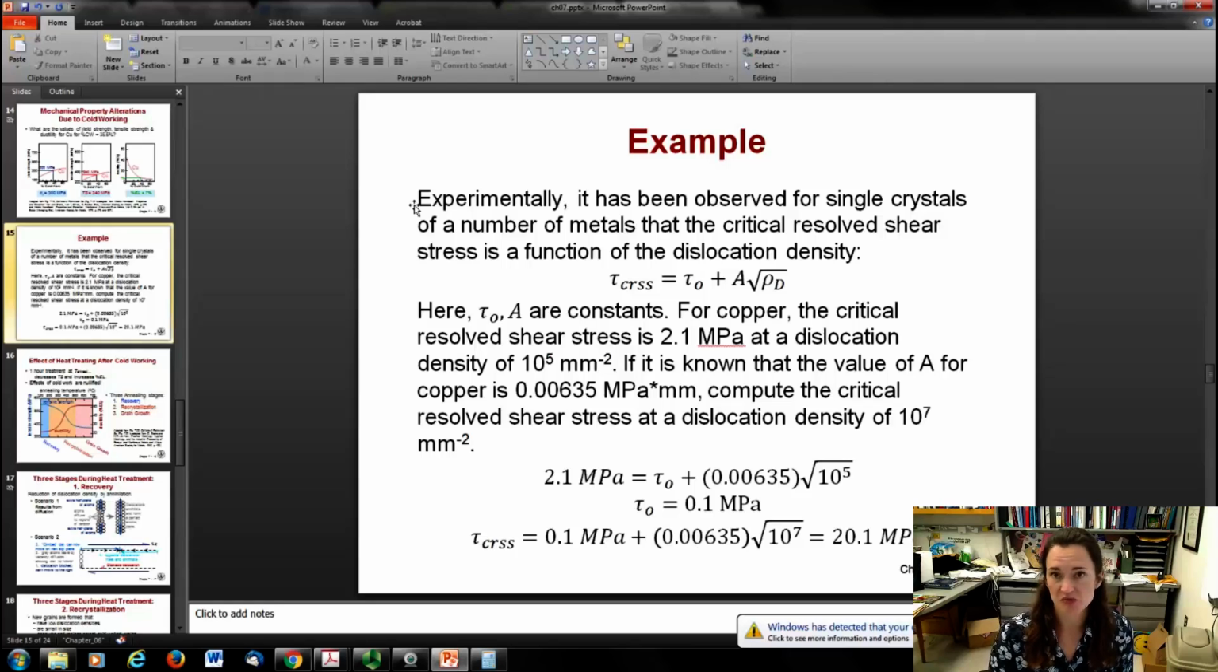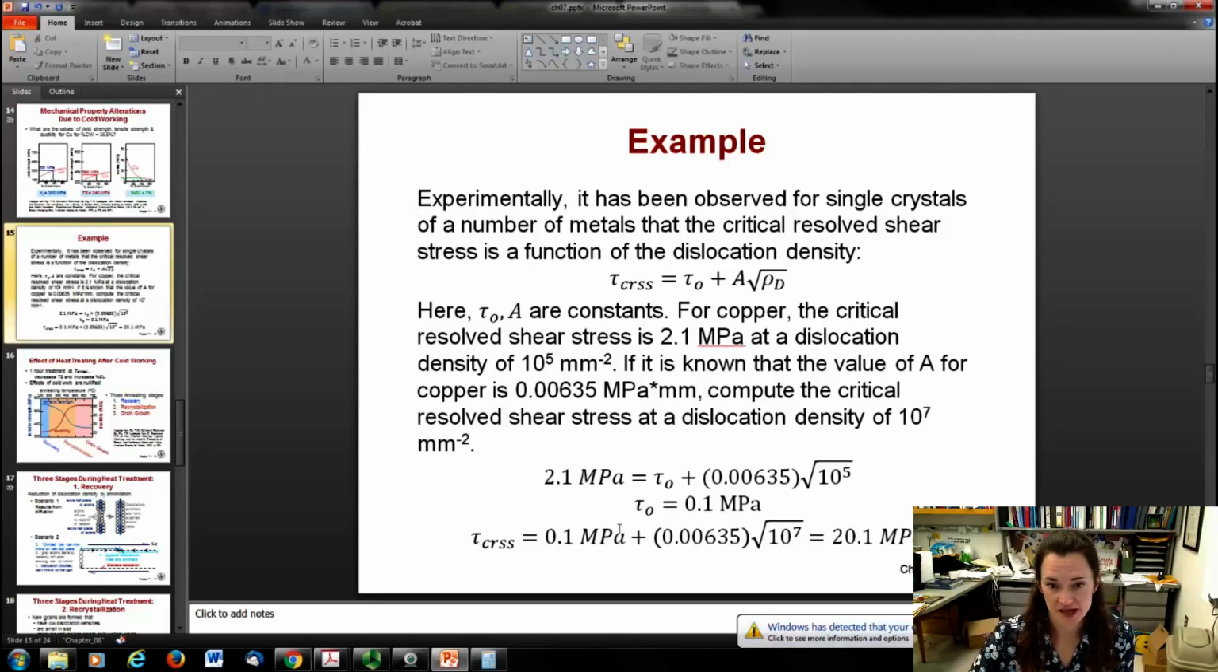So this is a pretty simple plug and chug. You just take that equation that's given, plug in values for it. So your critically resolved shear stress is 2.1 megapascals. You don't know tau naught, you've got to solve for that, but then it's plus 0.00635 times the root of 10 to the 5th. Doing a little simple manipulation, you solve for tau naught and you get 0.1 megapascals. And now you can plug that back into your equation for the new dislocation density of 10 to the 7th inverse millimeter squared, and you get your critically resolved shear stress as 0.1 plus 0.00635 times the square root of 10 to the 7th, which is 20.1 megapascals, okay?